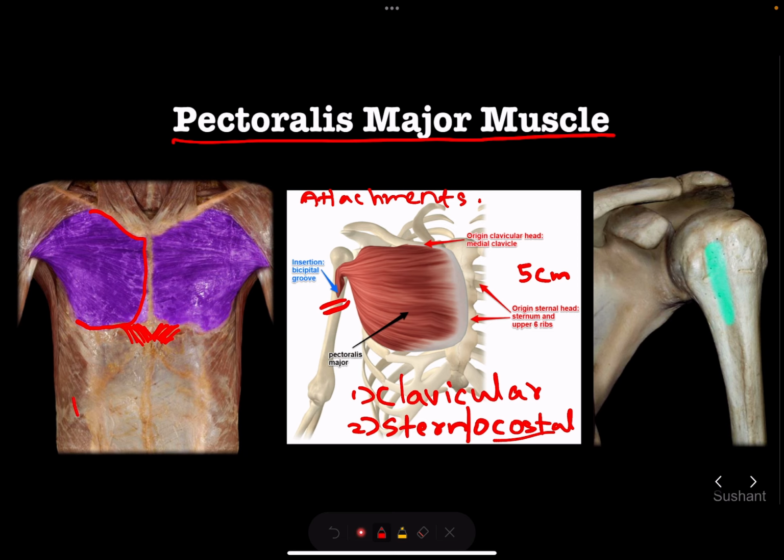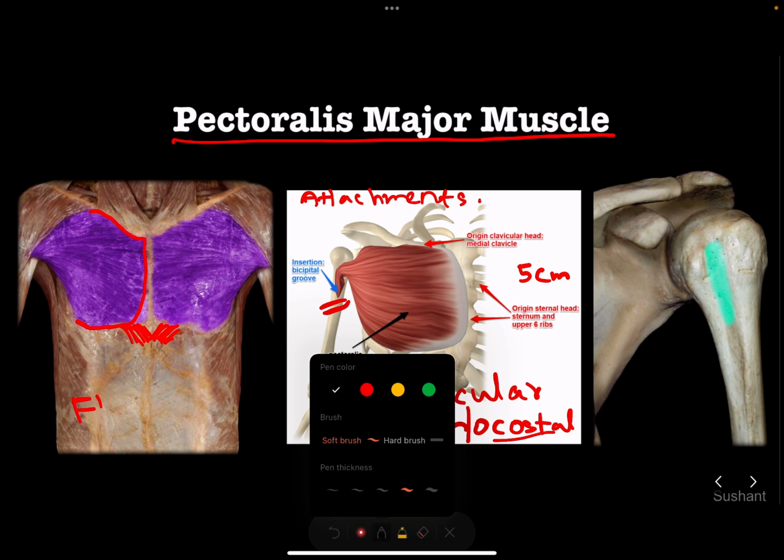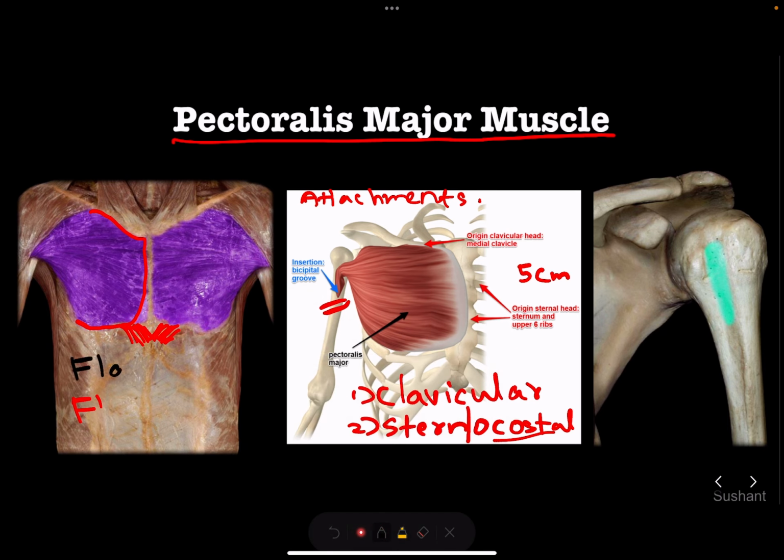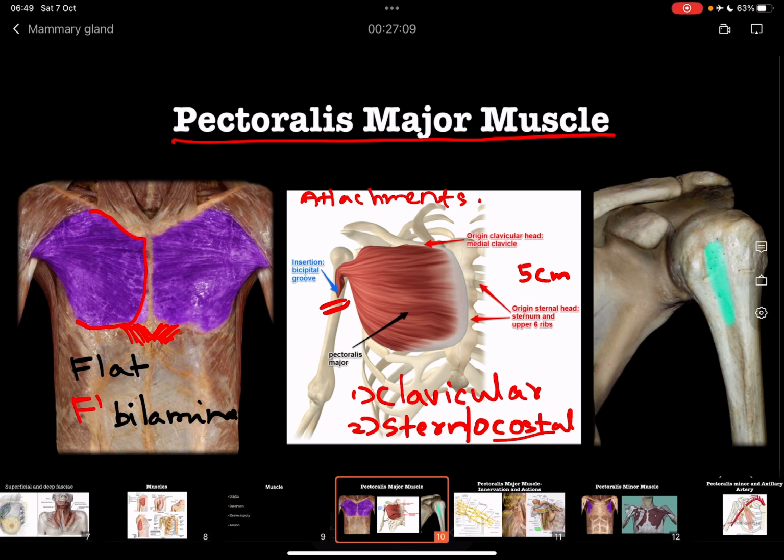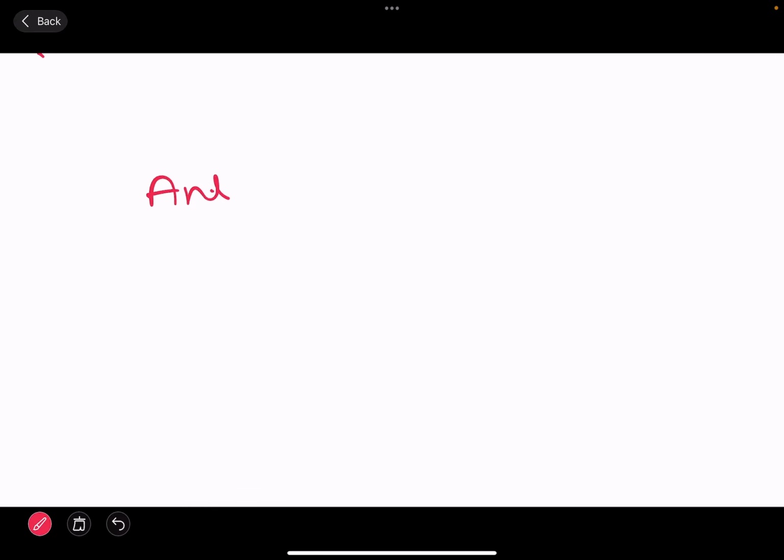That's very important. A flat, let me choose a color that is visible. So it forms a flat, this is important, bilaminar. It forms a flat and bilaminar tendon. It consists of the anterior lamina, like I already told you. Okay, so there is the anterior lamina.